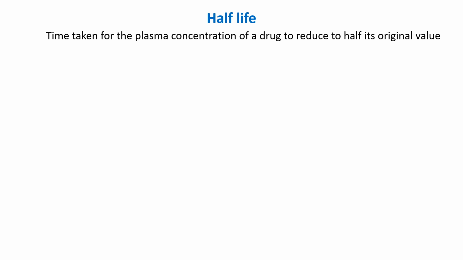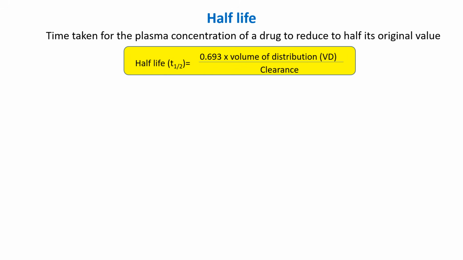The half-life of a drug is the time it takes for the plasma concentration of a drug to reduce to half its original value. The half-life is influenced by both the volume of distribution and the clearance of the drug, and it can be calculated using the following formula. I have discussed the volume of distribution in a separate video.